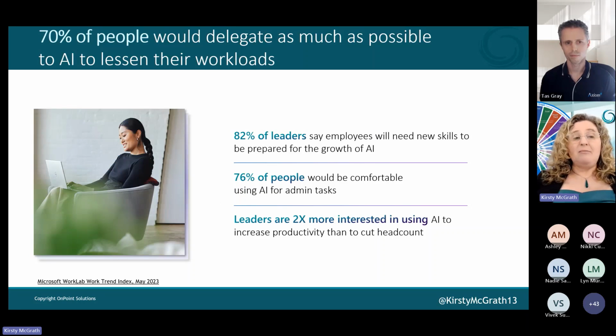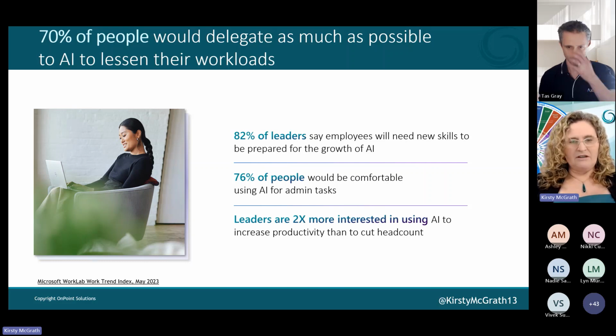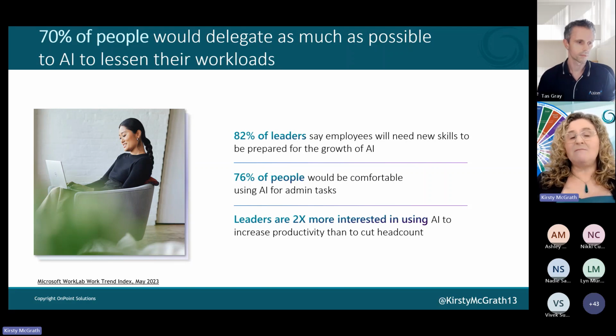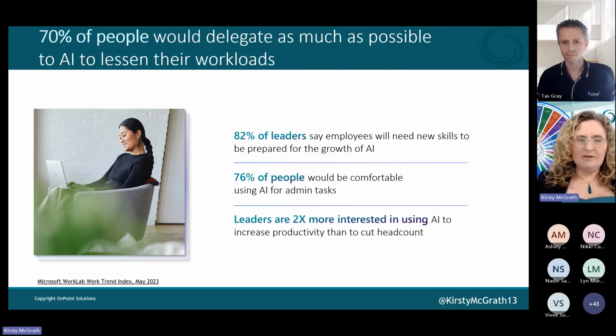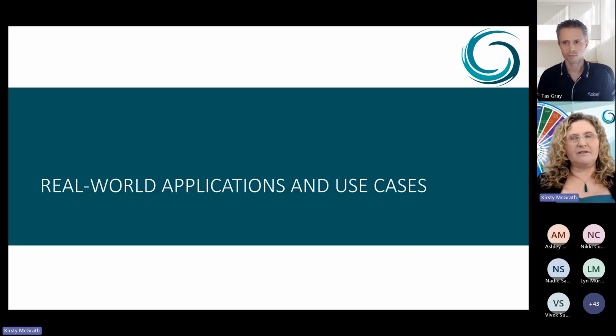Now, most people would be very happy to delegate to AI to lessen the workload. So if we could reduce some of the administrative tasks, then training and helping them on how to exactly do that, because a lot of people don't know how to actually do that, or what the benefits are of typing something into Copilot. So this is where education comes in. If we can start to build those skills, it will make a real difference.